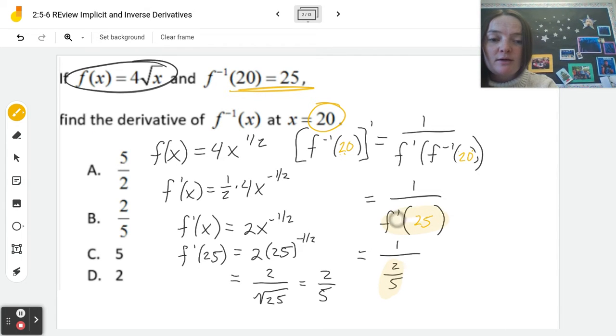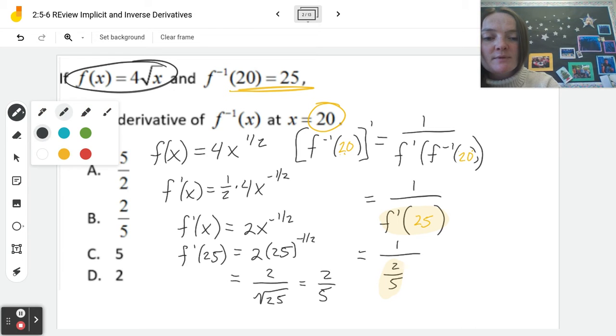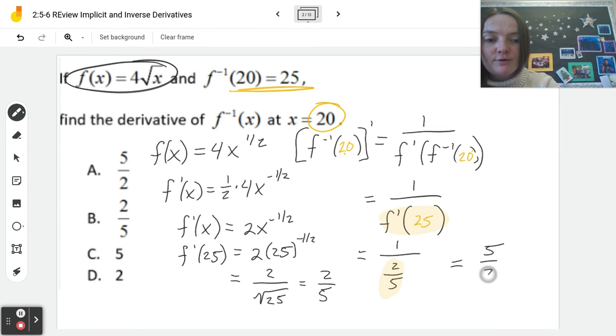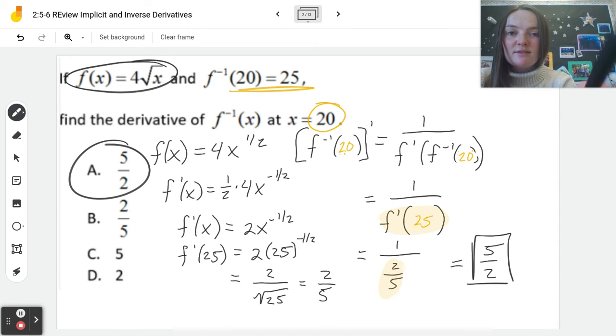This is the same number here. And then we're going to keep it, switch it, flip it. So the answer here is going to be 5 over 2. And that is letter A. All right, let's move on to the next question.